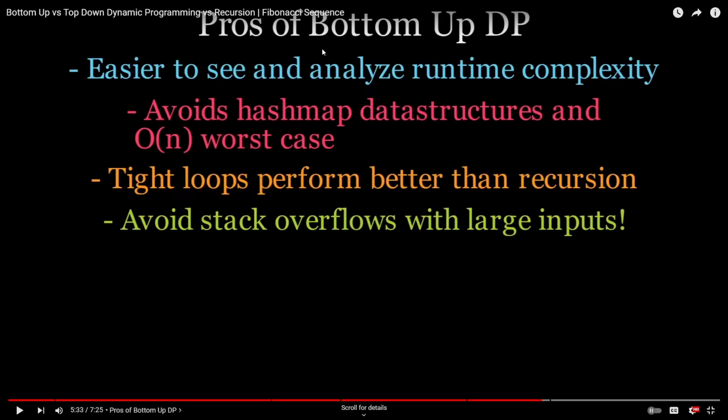Okay, so by going bottom-up, we avoid the hash map data structure and its worst case. Tight loops perform better than recursion, and we avoid stack overflow with large input, when the recursion gets too large. But top-down dynamic programming has some pros too.